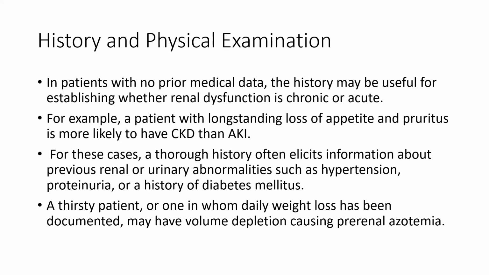or acute. For example, a patient with long-standing loss of appetite and pruritus is more likely to have CKD than AKI. For these cases, a thorough history often elicits information about previous renal and urinary abnormalities such as hypertension, proteinuria, and history of diabetes mellitus.